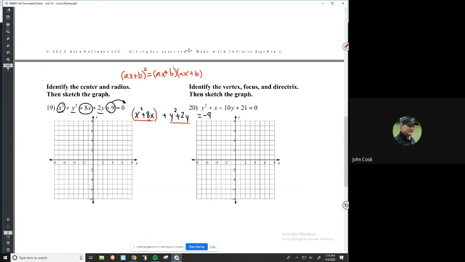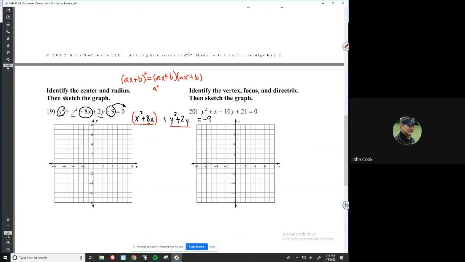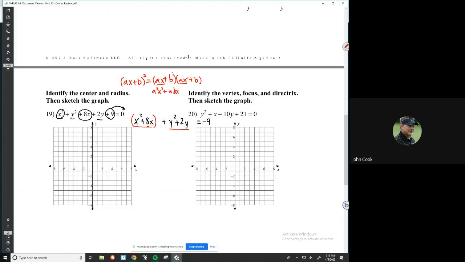And if I FOIL this out, I would get a squared times x squared, ax times ax. And then ax times b would be a times b times x. And then another b times ax, which would be a times bx. And then b times b, which would be b squared. So this middle term becomes 2ab, right? That means for the middle term, I need to divide by 2 to figure out what a and b are going to be. All that is just showing you why I'm doing this next step.